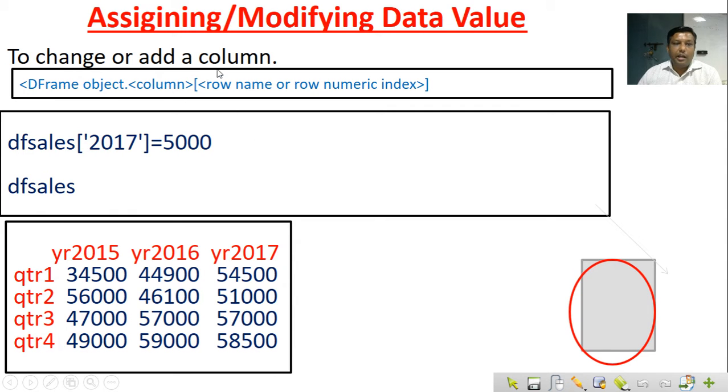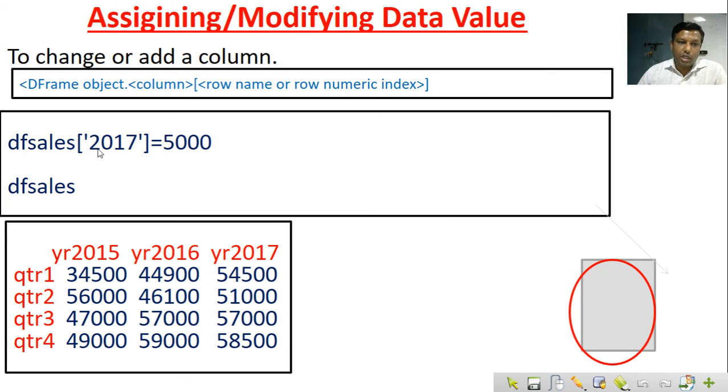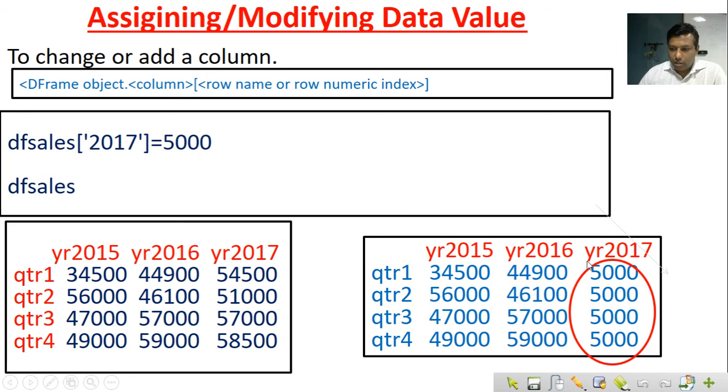To change or add a column, if we write here df cells comma year 2017 equal to 5000, this column already exists, so it will change all the quarters' values to 5000 only. Means quarter 1 5000, quarter 2 5000, quarter 3 5000, quarter 4 5000.